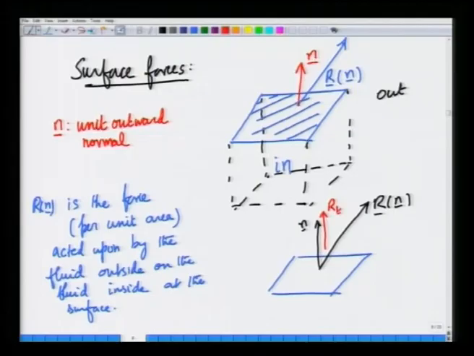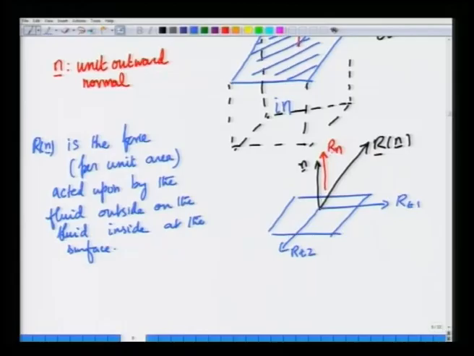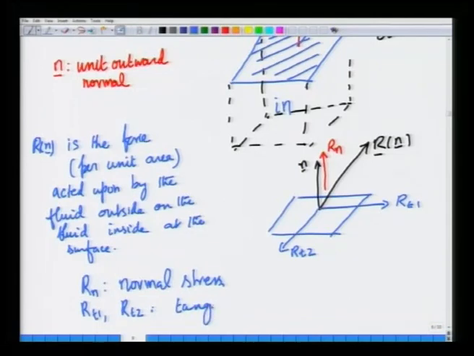Let us call it Rn, and then it can also be resolved in the direction perpendicular to the normal. Let us call them Rt1, Rt2. Now, Rn is called the normal stress. It is the normal component of the force that is being exerted by the fluid outside on the fluid inside. Rn is called the normal stress, while Rt1 and Rt2 are called tangential or shear stresses.